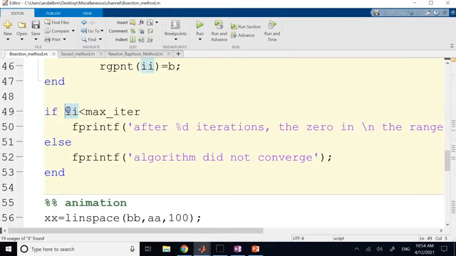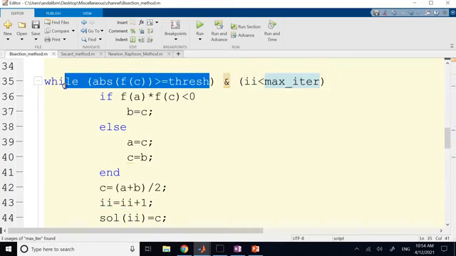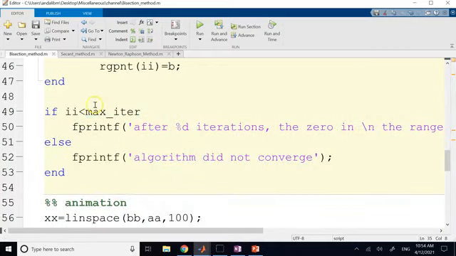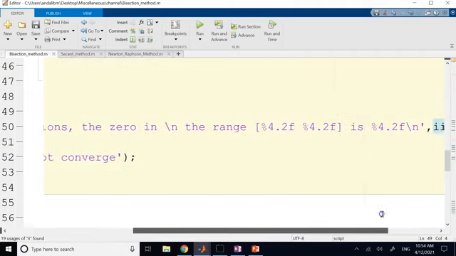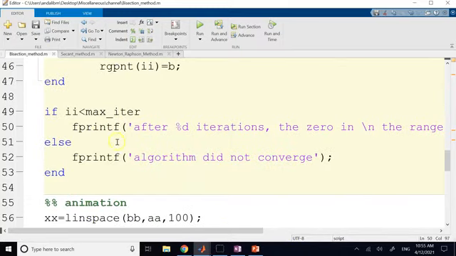If the number of iterations I use to converge is less than the maximum, it means this condition is okay. This was okay. It was this one that was violated, so it means I converged, correct? So if my iteration is still within the range, I say, well, after so many iterations, which is here, II, the zero of the function is at point CC, or C here, sorry. If not, I say, well, the algorithm did not converge.